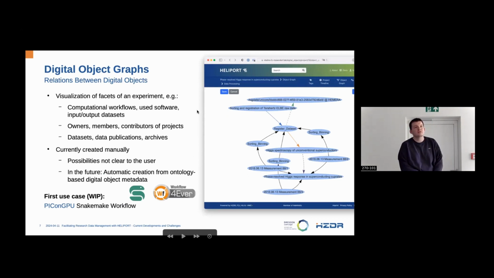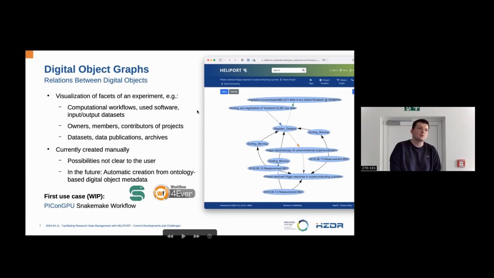Digital objects can be arranged in graphs, digital object graphs, and they show the relations between digital objects. And this can be used to visualize certain facets of an experiment. For example, computational workflows, the software that was used, and the output data sets of this workflow. This is an example you can see on the right here. Another thing would be, for example, to visualize owners, members, and contributors of projects, or data sets and how they evolve into data publications and archives.